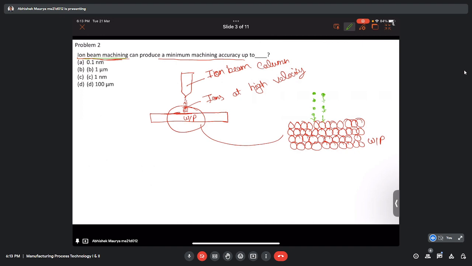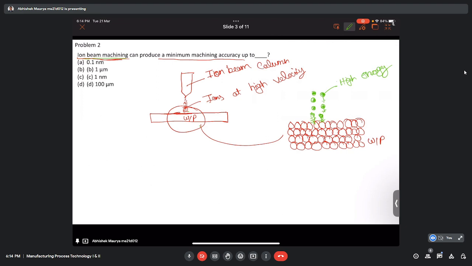Yes, so here I am showing the exaggerated view of workpiece and ion interaction. So these green ones are the ions and the red ones are the atoms. They are coming with high energy. And when they strike, what will happen? Because of collision, momentum transfer will happen, as well as energy transfer. And suppose the energy which has been transferred by the ion to the atoms of the workpiece is greater than the binding energy.